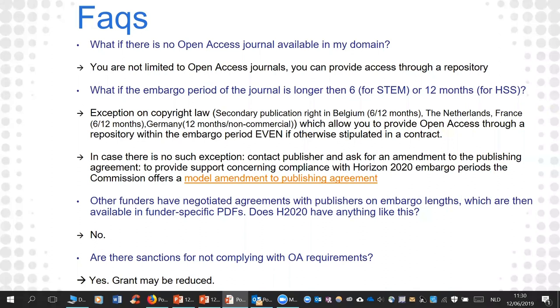Does this happen? Yes, the EC does monitor if your publication is openly available. I don't know if any grants have been reduced, but they suddenly have been asking why certain publications are not openly available. Not to scare you, just so you know, and there's no reason why you wouldn't try to make your article openly available to the world, right?